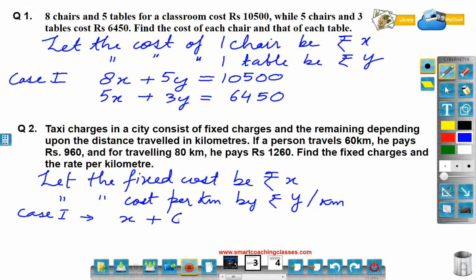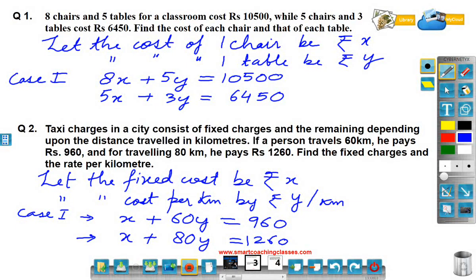So, how many kilometers did he travel? 60. So, 60y, and what is the total cost? 960. Similarly, I'm sure now you already know the second case. So, case 2 would be x plus 80y is equals to 1260. I believe this clearly explains how the equation is to be formed and what is to be done.